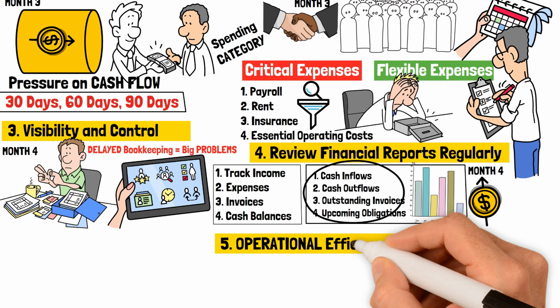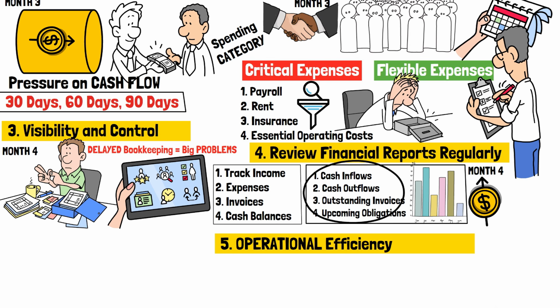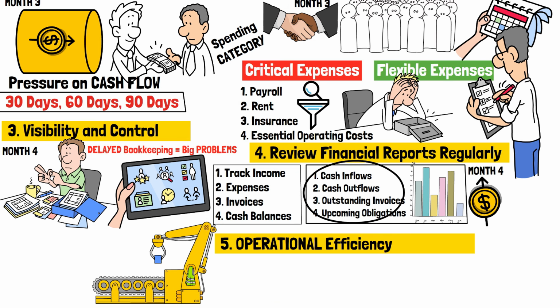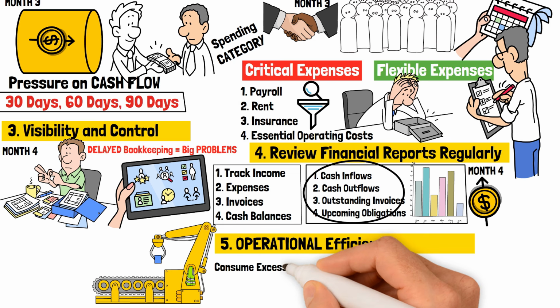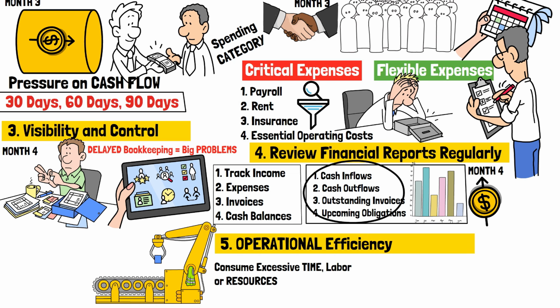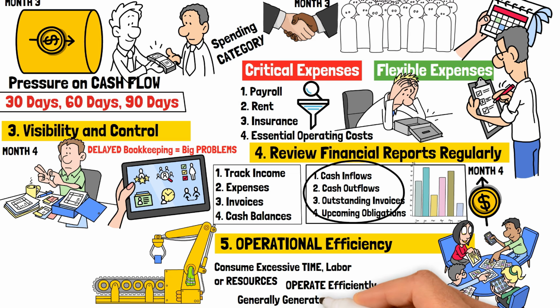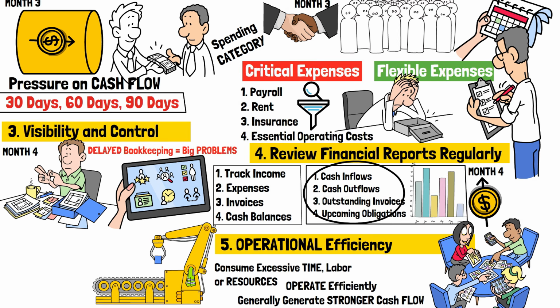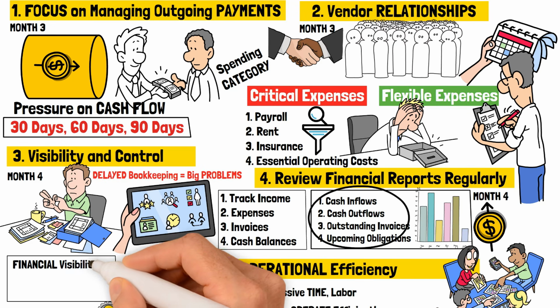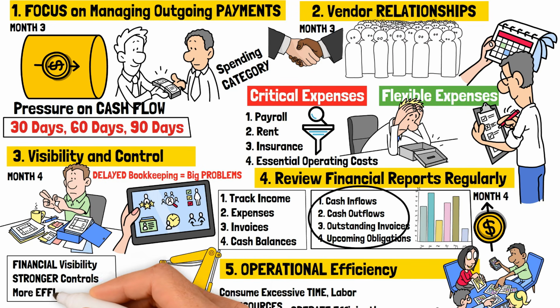Operational efficiency should also be a priority during this phase. Review internal processes and identify activities that consume excessive time, labor, or resources. Streamlining workflows can reduce costs while improving productivity. Businesses that operate efficiently generally generate stronger cash flow because less money is wasted on unnecessary processes. By the end of month 4, you should have better financial visibility, stronger controls, and a more efficient operating structure.